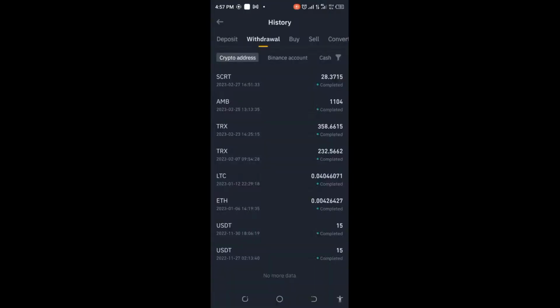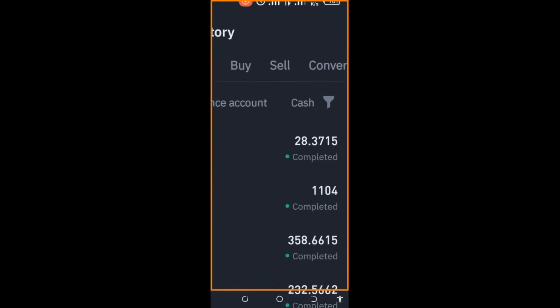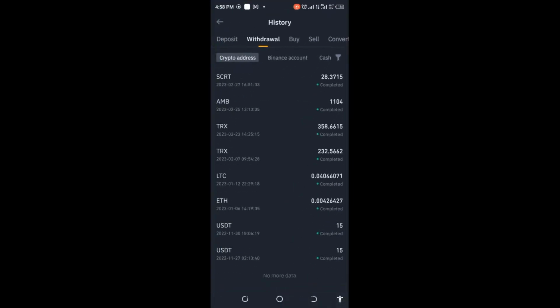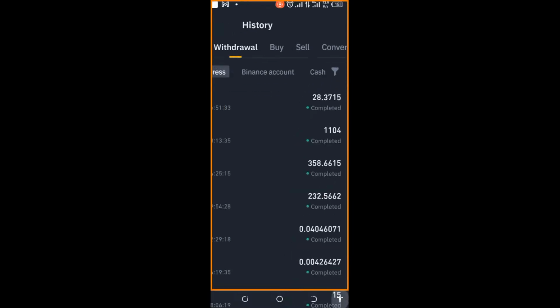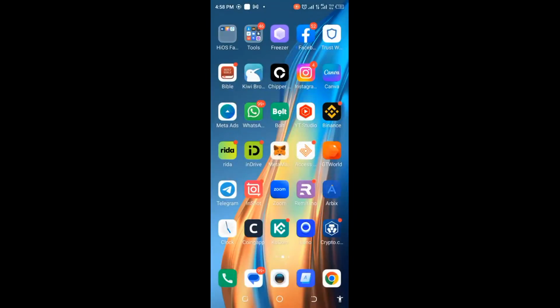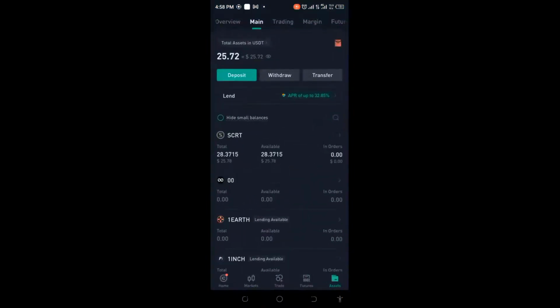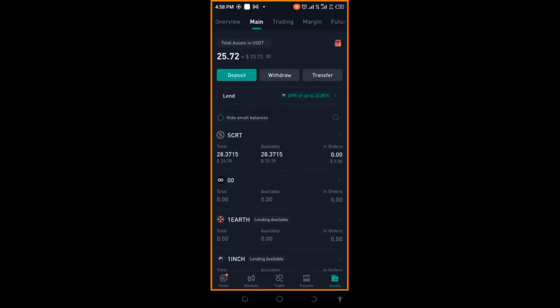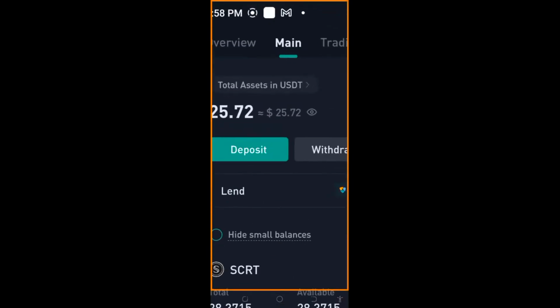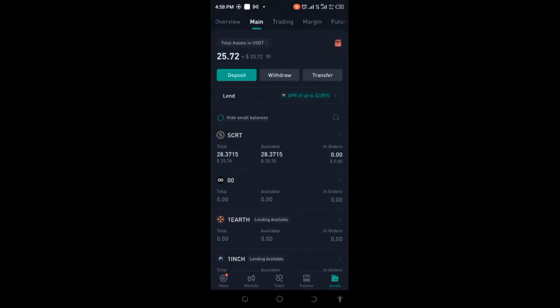Okay, so right now it has finally left Binance. So the amount that we should be receiving is 28.37. Okay, so let's go and check KuCoin and hope that it won't take such a long time. Oh, it's here already. It's here already. So what do we have here? We've got it here. So let's go ahead and start the work.